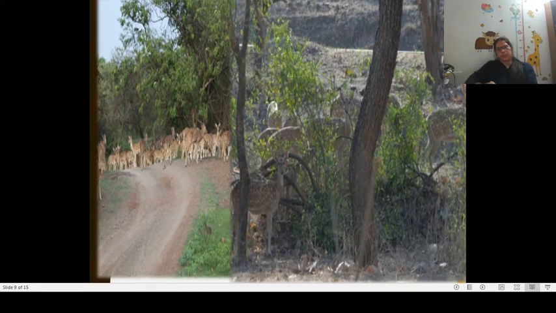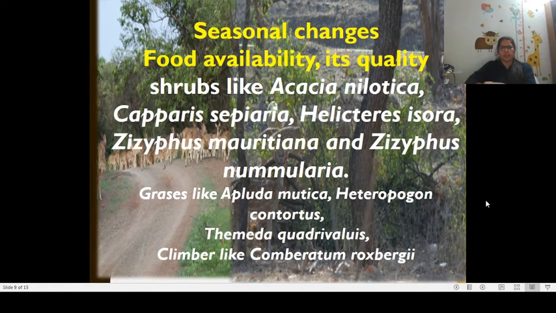Cheetal is a mixed feeder, but primarily it is a grazer, grazing more during monsoon season, and secondly it is a browser and browses more during winter season. Following certain conditions like seasonal changes, food availability, and its quality, it browses on some shrub species like Acacia nilotica, Capparis sepiaria, Helicteres isora. Some species of Ziziphus like mauritiana and nummularia are favorites of cheetal.